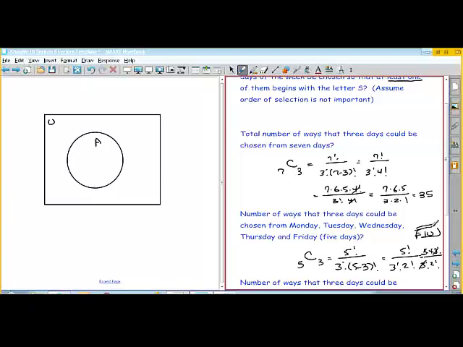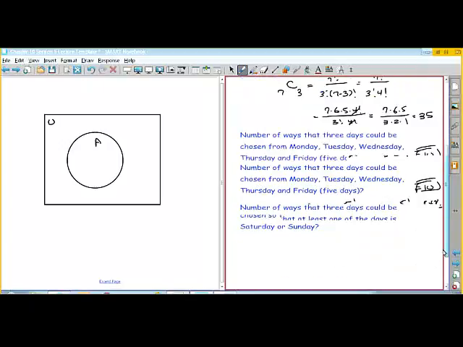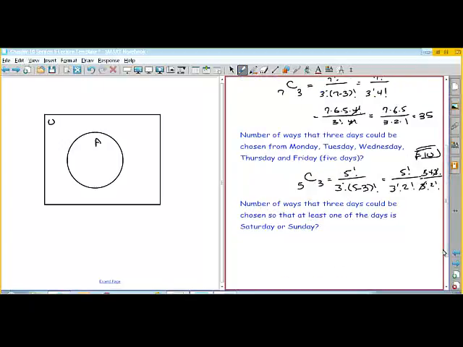So then we can take the difference of those to answer the question, because I'm going to take the total number, and I'm going to subtract the opposite of what they asked, which was this number. So the number of ways that 3 days could be chosen so that at least one of the days is a Saturday or Sunday is going to be equal to the total number of ways possible without any restrictions minus the total number of ways that don't include S. And so the final answer is 25.